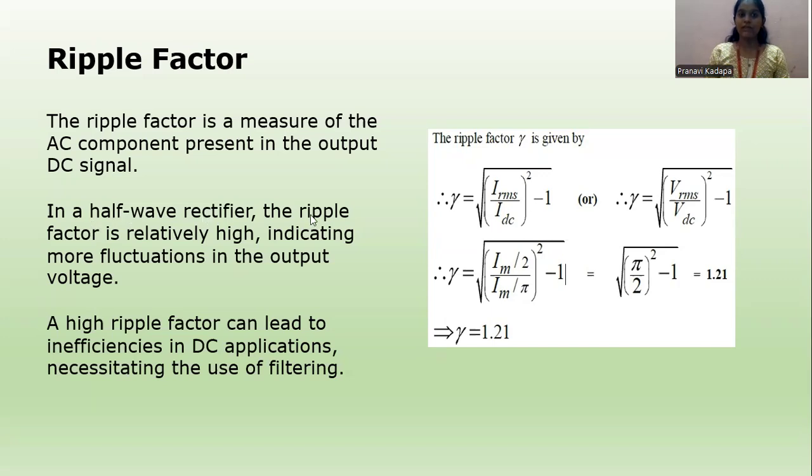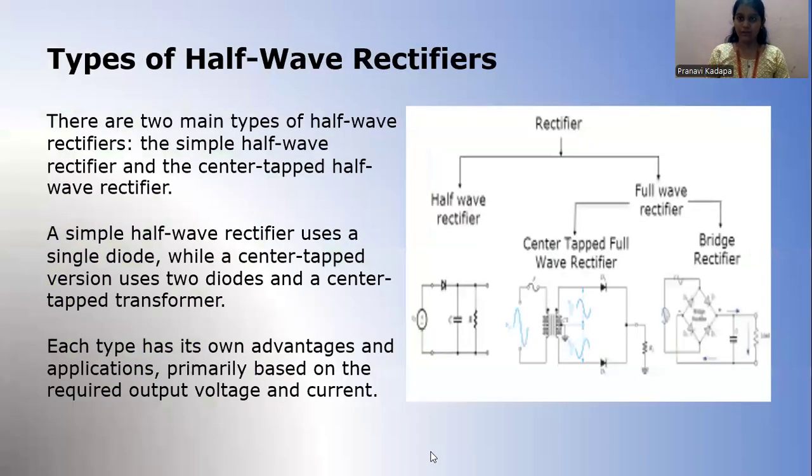In a half-wave rectifier, the ripple factor is relatively high, indicating more fluctuations in the output voltage. A high ripple factor can lead to inefficiency in DC applications, necessitating the use of filtering. The ripple factor formula is the square root of (I_RMS by I_DC) whole squared minus 1. By substituting the values in this, we'll get 1.21, which is the ripple factor of the half-wave rectifier.